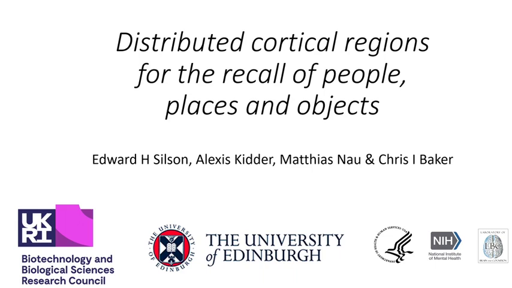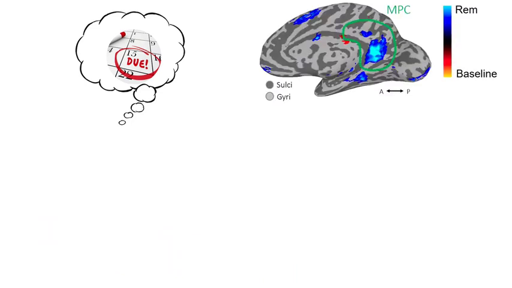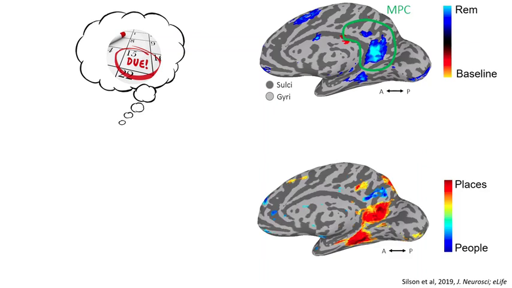Well, good morning. So memory recall recruits a broad array of cortical regions, ranging from the hippocampus to medial parietal cortex, highlighted here in green. Now, although historically this region has been considered largely functionally homogeneous, our group recently identified a finer-grained organization within medial parietal cortex, with an alternating pattern of regions recruited during place recall, shown here in red, or people recall, shown here in blue.